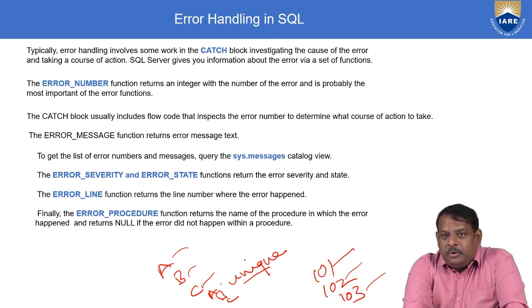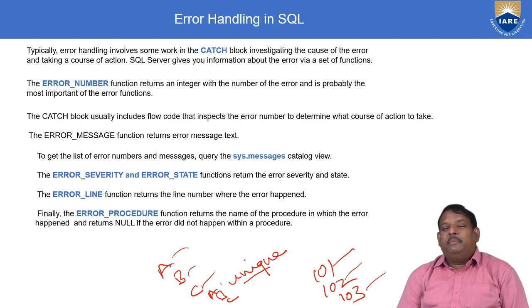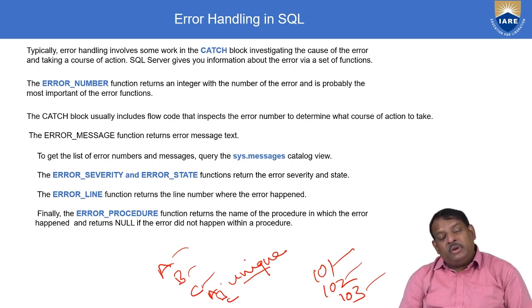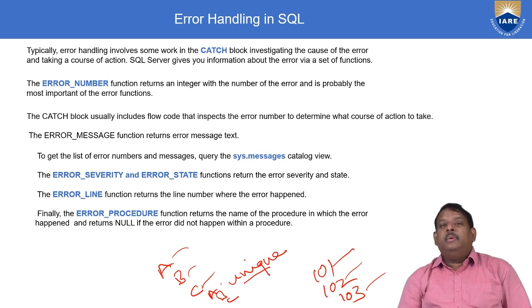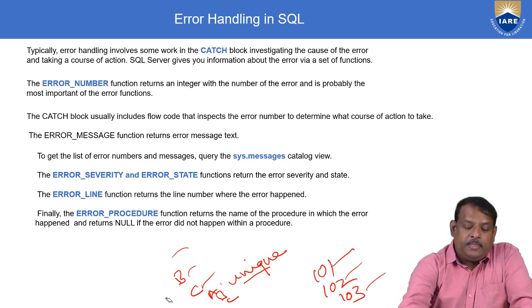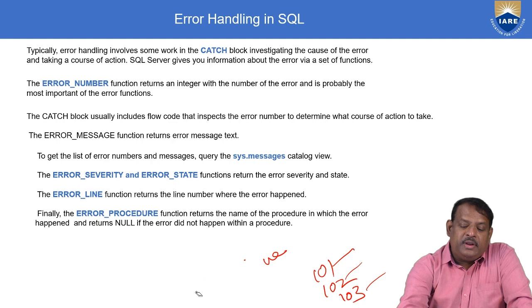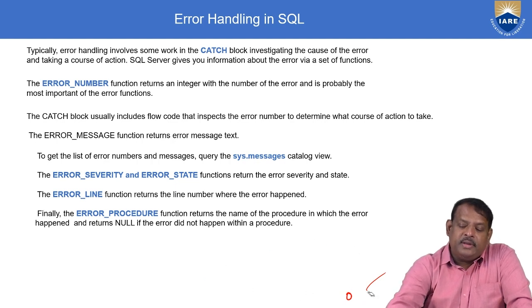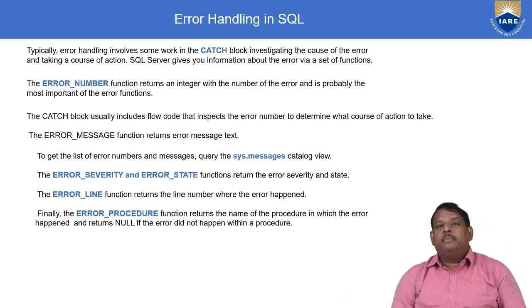Suppose you're trying to delete a parent record without deleting the child record. You have parent and child tables, two tables, and you cannot drop or delete the parent record without the child record. Even for that, SQL Server has the error defined, and there will be an error number. That is what the error number means. For every commonly occurring error, SQL Server has already defined numbers.